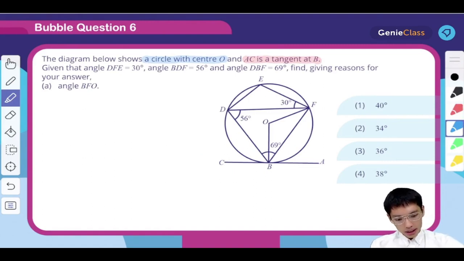I have DFE to be this one, okay, BDF to be this one, and DBF. Okay, I'm gonna highlight for you all because it's hard. This whole angle is 69. I want BFO. So what is BFO? I'm gonna stop here. Let y'all try. Launching the bubble launcher. You have 1 minute 30 seconds in 3, 2, 1. Give it a try. Let's go.